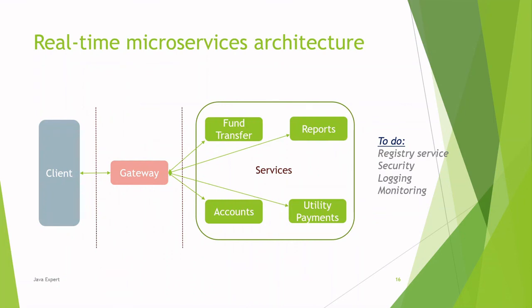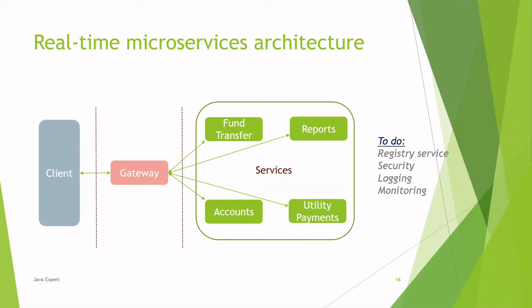Just look at this diagram. It's a very simple architecture using the microservices pattern. That's it, guys. We have not used many patterns here. We used a gateway here. The client is there, we use a gateway, and there are 4 different services, right? We have fund transfer, accounts, reports, and utility payments. These are the 4 services we are going to have. The client will invoke the gateway, and the gateway will route to our downstream microservices based on the configuration. I will explain how we have to configure the gateway, right?